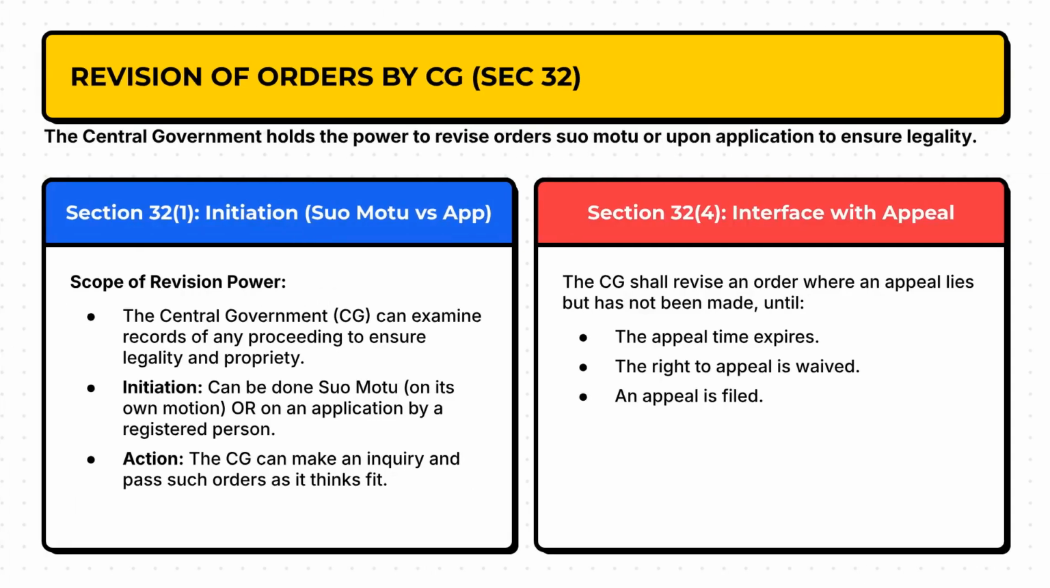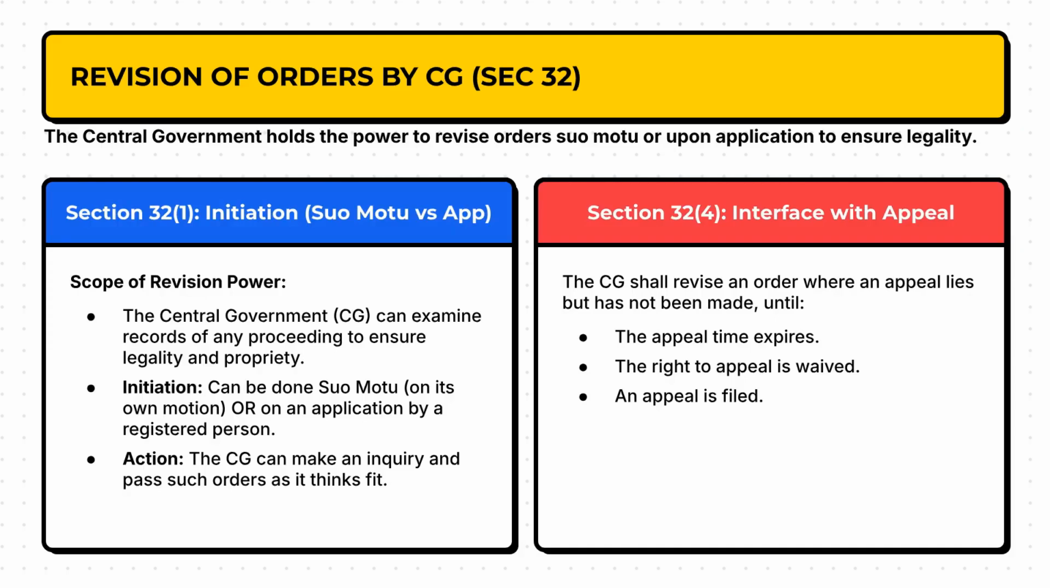Apart from appeals, the FCRA also grants revisionary powers to the central government under Section 32. The government may examine records of any proceeding to ensure legality and propriety. This power may be exercised either on its own motion, known as suo motu revision, or upon an application made by a registered person.